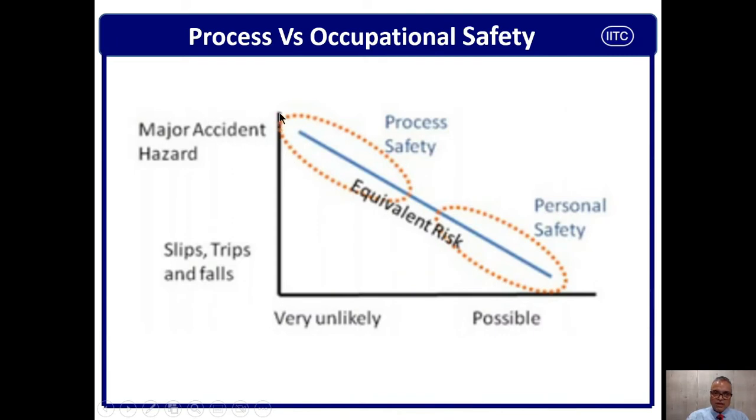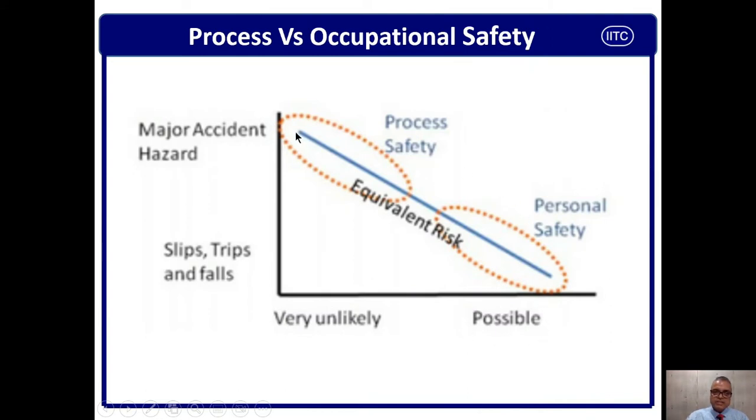If you see this graph, this is the y-axis, this is the x-axis. Here in the y-axis you have MAH, major accident hazard, and down below is slip, trip and falls. Hope you are able to see my cursor. This is the accident category, and on the x-axis this is the likelihood or frequency. In the beginning it is unlikely or very unlikely, and then there is a high possibility.